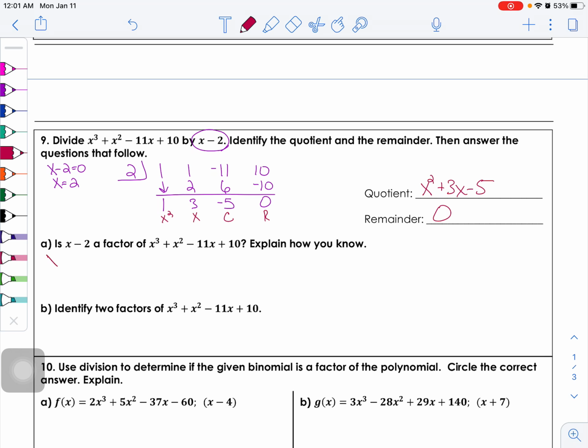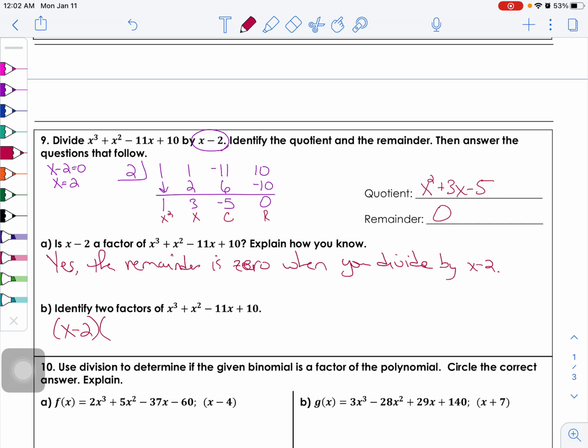So is x minus 2 a factor of that polynomial? Yes. The remainder, let me actually put all the letters in: remainder is 0 when you divide by x minus 2.